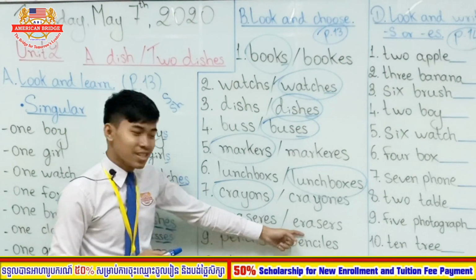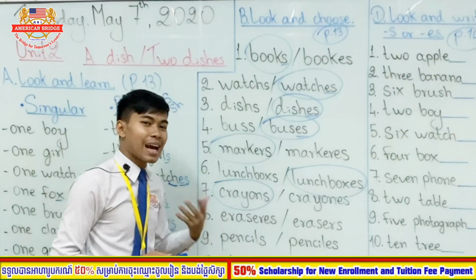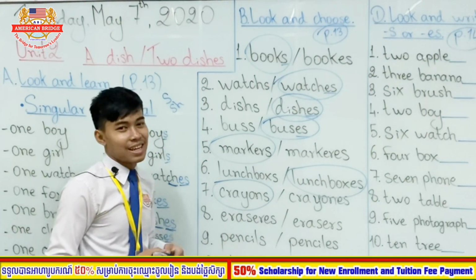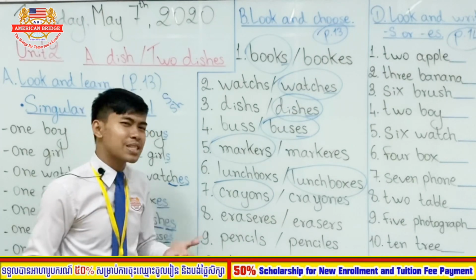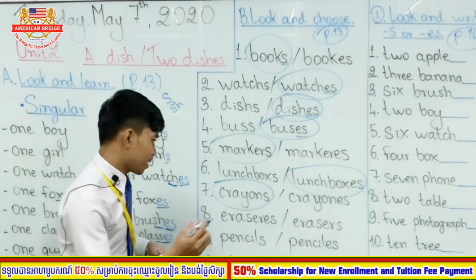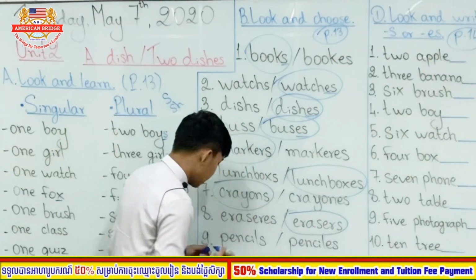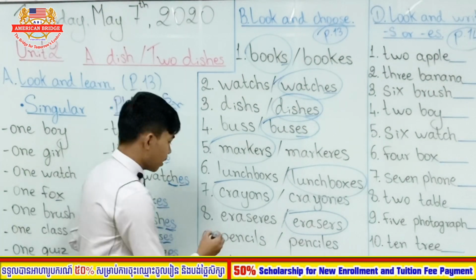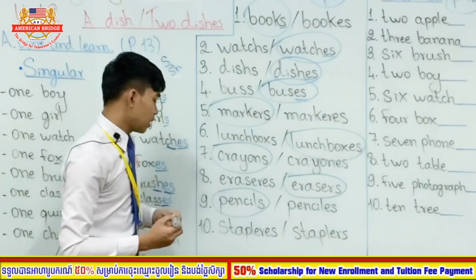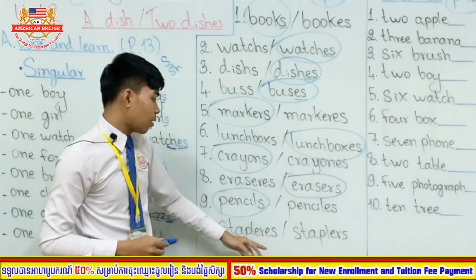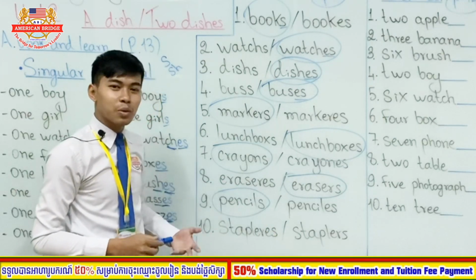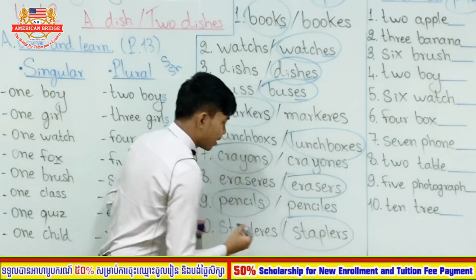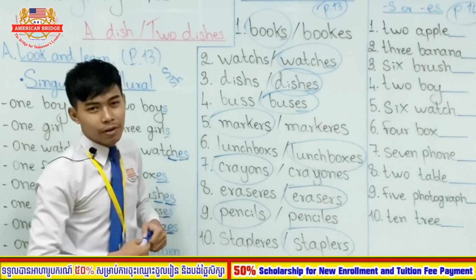Erasers or erasers. So do we have to add ES or S to the word eraser? So the word eraser, E-R-A-S-E-R, right? So it ends with letter R. Do we add S or ES? Right, S. So erasers here. Let's go to number 9. Pencil. Do we add ES or S? S, right? Because it ends with letter L. And the last one, staplers. Okay, so stapler, do we have to add ES or S? S, right? Okay, so these are the answers of our exercise B.